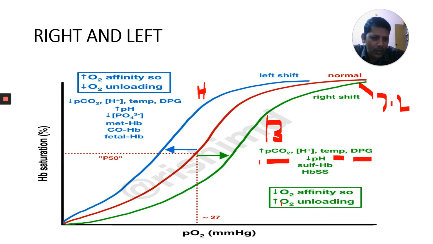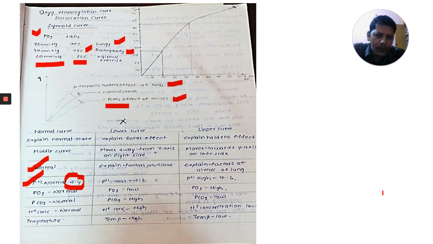Here you can see the oxygen affinity is lower, and more unloading takes place. That means low O2 is present. Next, PCO2 is high, H plus ion concentration is high, and temperature is high. When all these conditions are present, our oxyhemoglobin curve moves towards the x-axis, away from the y-axis. This is the lower curve.